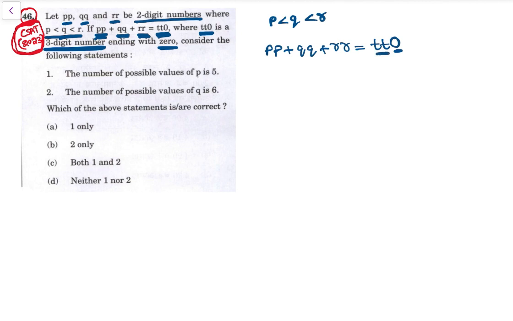Consider the following statements. The number of possible values of P is 5. The number of possible values of Q is equal to 6.